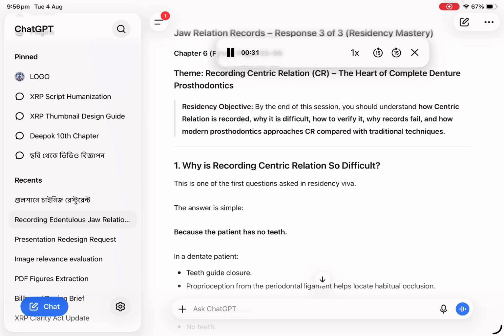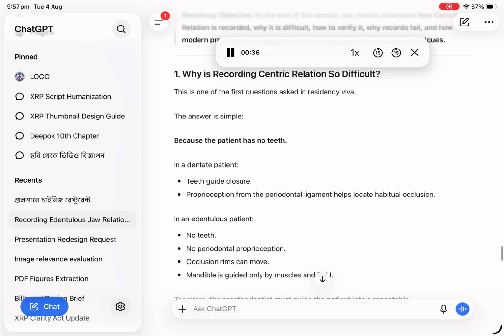Why is recording centric relation so difficult? This is one of the first questions asked in Residency Viva. The answer is simple: because the patient has no teeth.